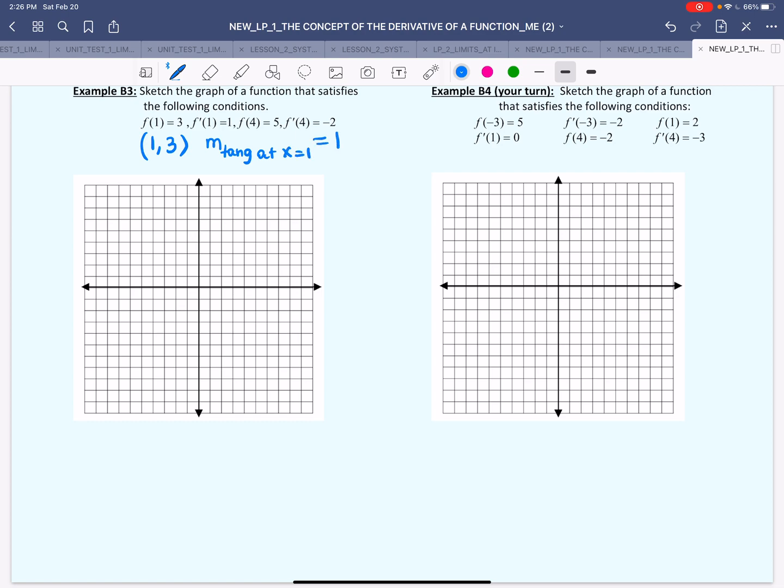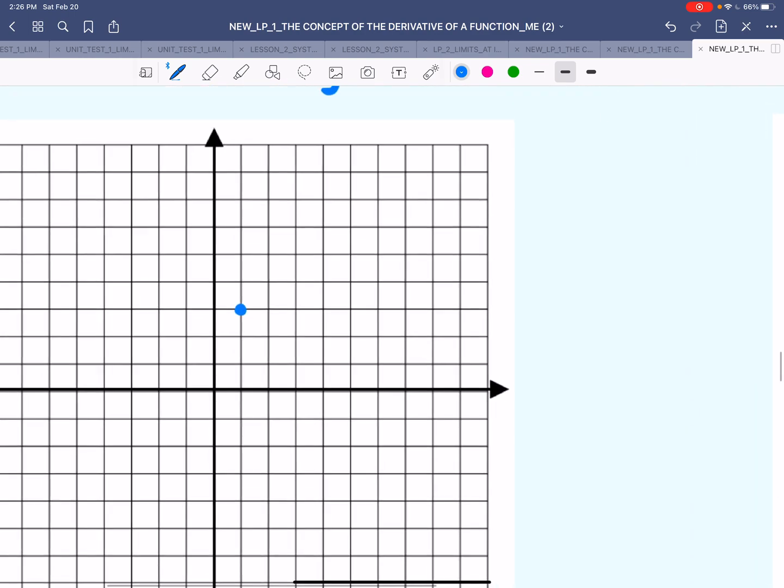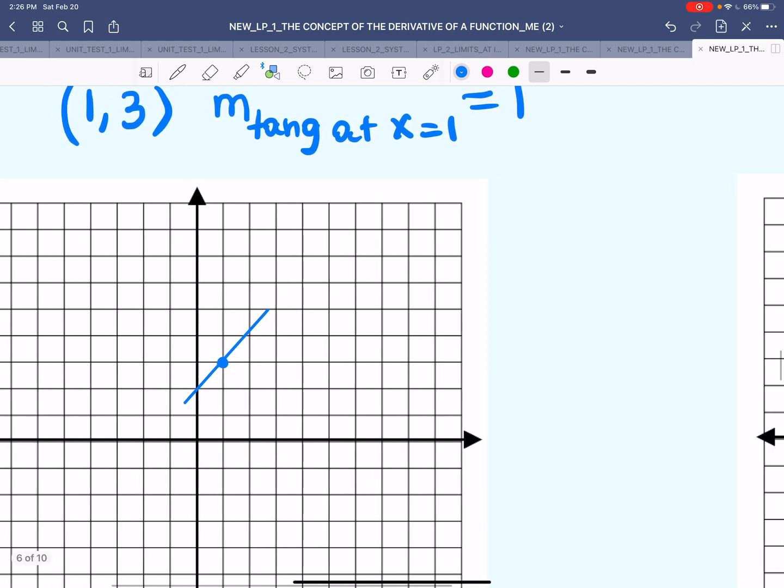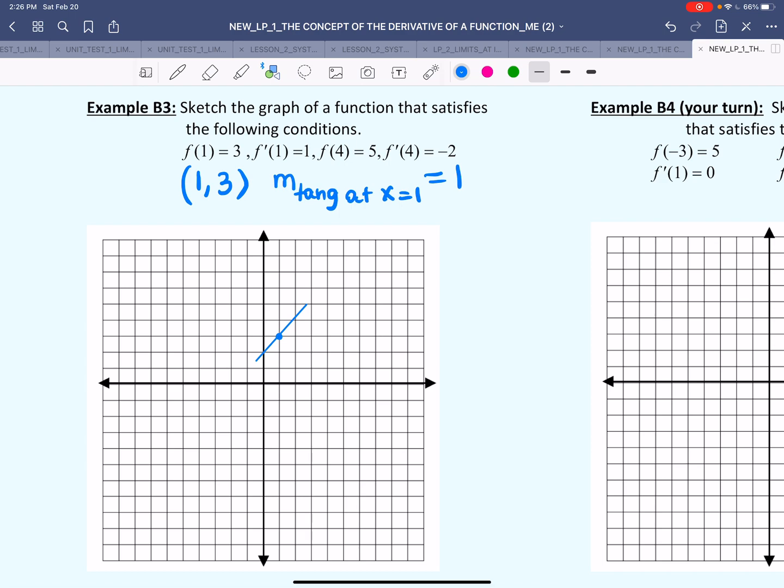So what I'm going to do is plot this information on the grid. So x equals 1, y equals 3 will be a point somewhere here. And I will draw a straight line with a slope of 1 here. I don't want to make the line too long, because I have to draw the graph of the function and I want the graph of the function later to stand out here.